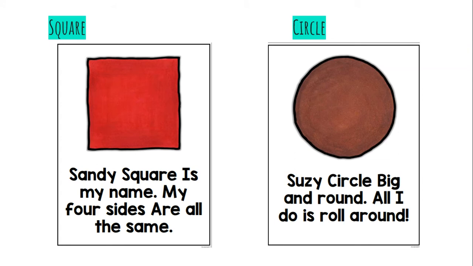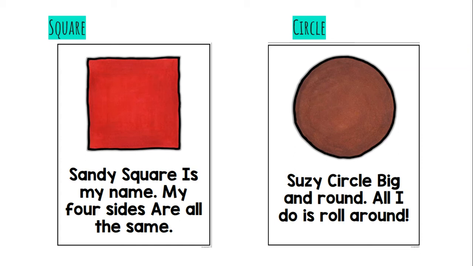After you play the shape game with Jack Hartman, you're going to review these shapes. A square. Sandy Square is my name. My four sides are all the same. So a square has equal sides. All four of them are the exact same.